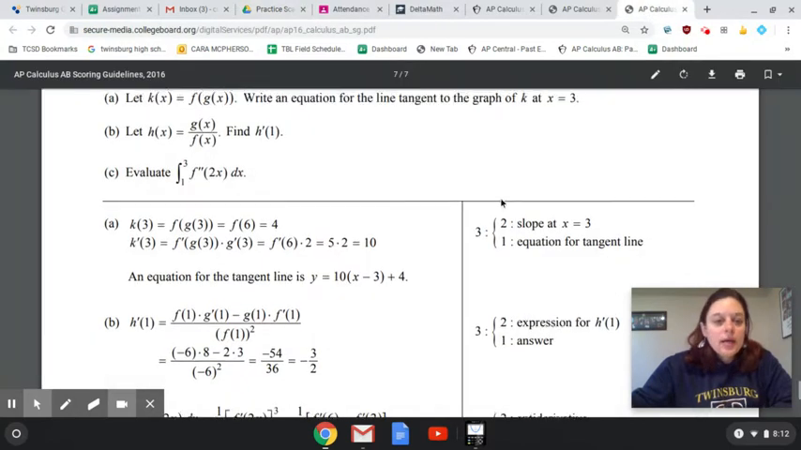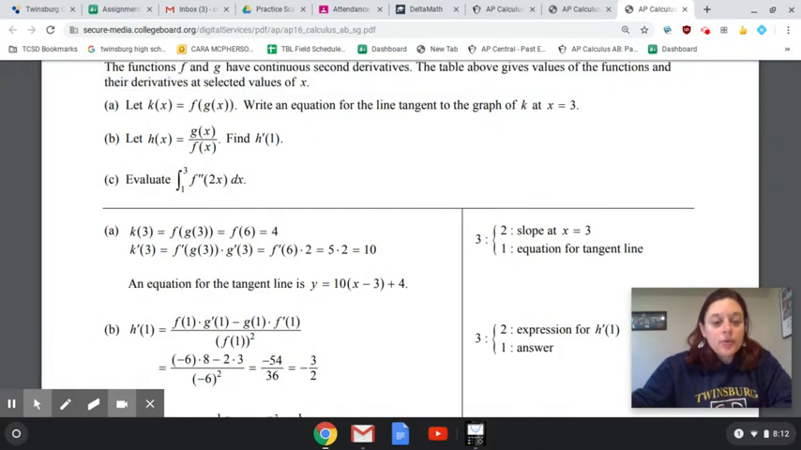Going back, part B is a generic quotient rule. I actually thought B was the easiest part of this question because they don't want anything extra. They don't want a tangent line. They just want you to derive it with a quotient rule and then put 1 in when you're done.